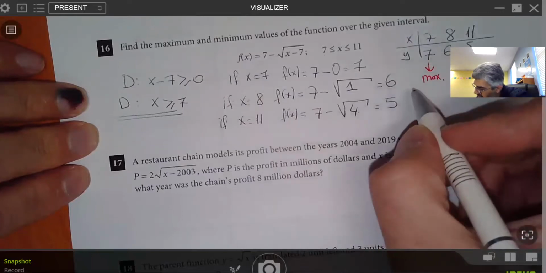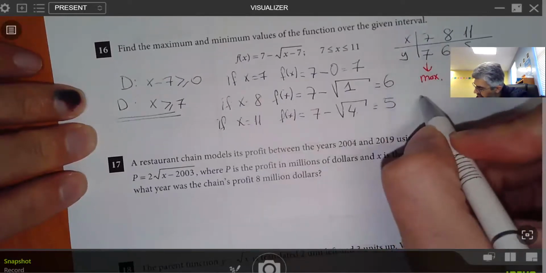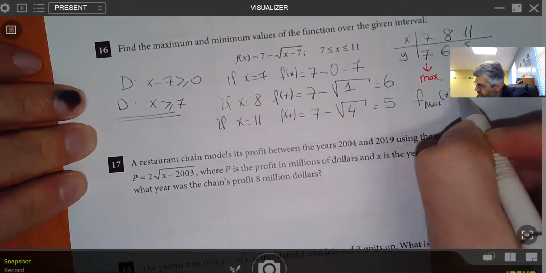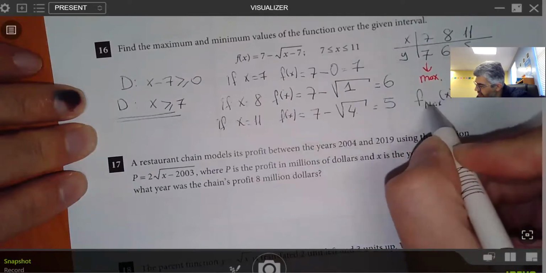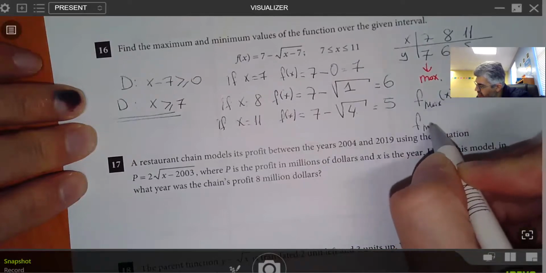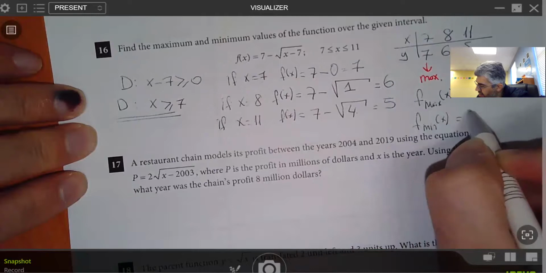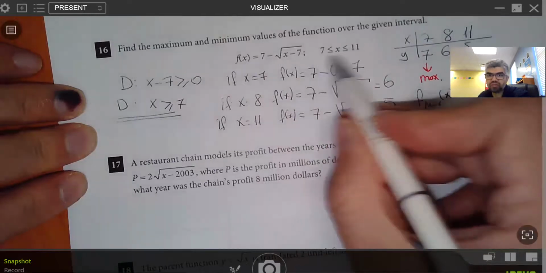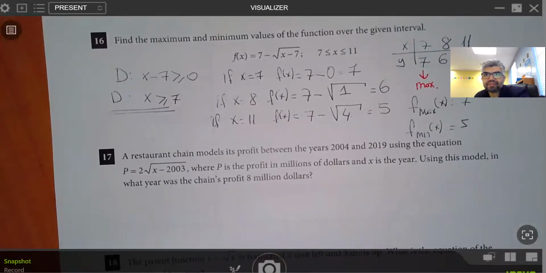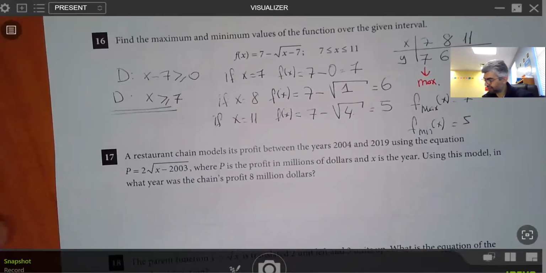So how do I write it, guys? The maximum value of the function is 7, and the minimum value of the function is 5 over the given interval. Is it clear? Okay.